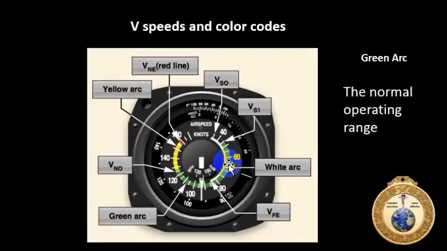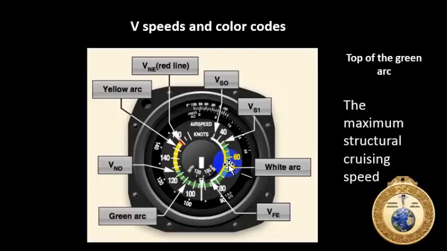Green arc is the normal operating range. Sorry about that, folks. The airplane likes to be happy in green. You want to use caution in yellow, and red's dangerous. The top of the green arc is the maximum structural cruising speed. This is the maximum speed I want to fly in rough air. I don't want to be any faster than this because I don't want to cause any structural damage to the airplane.